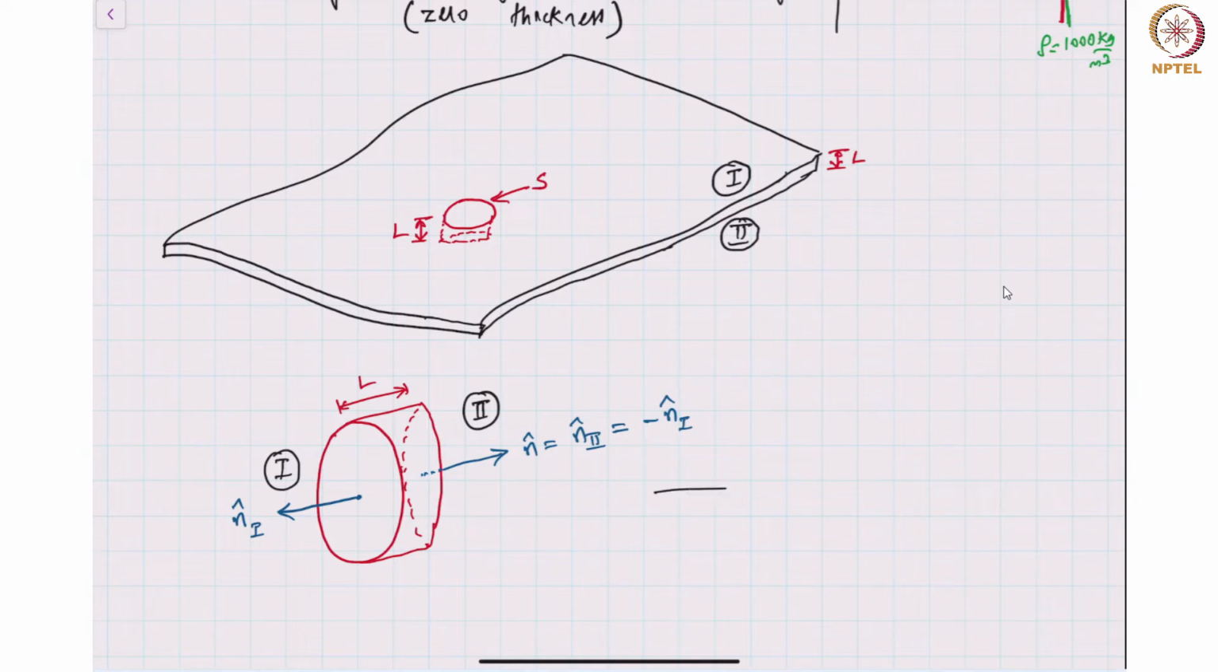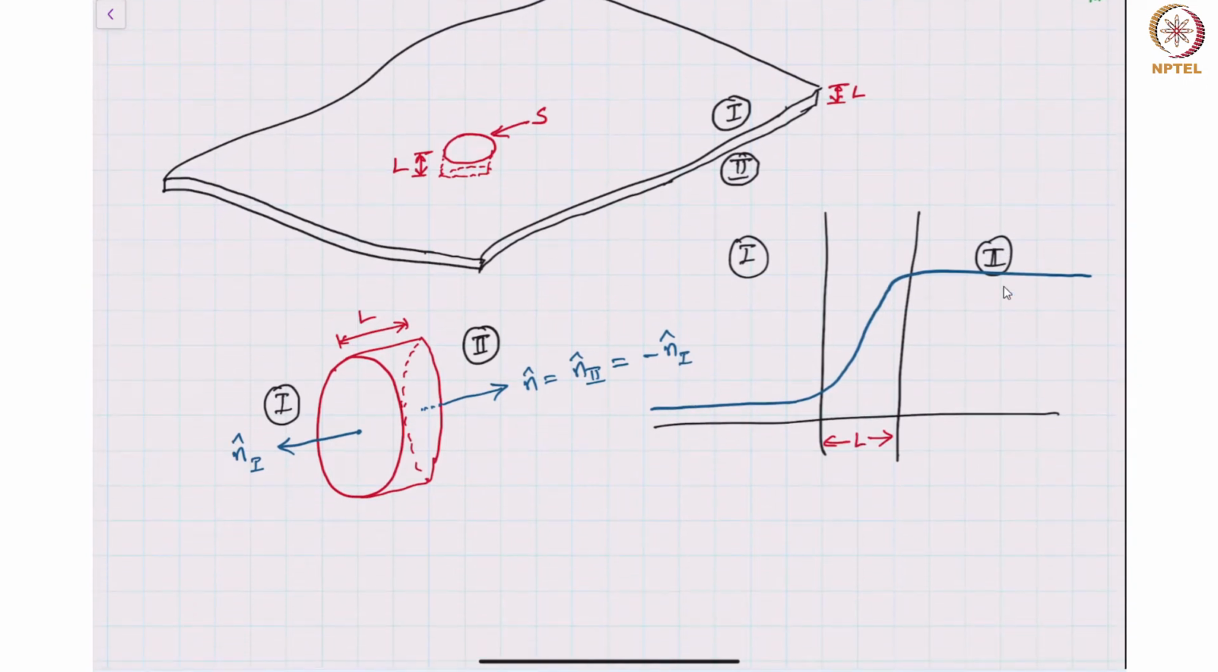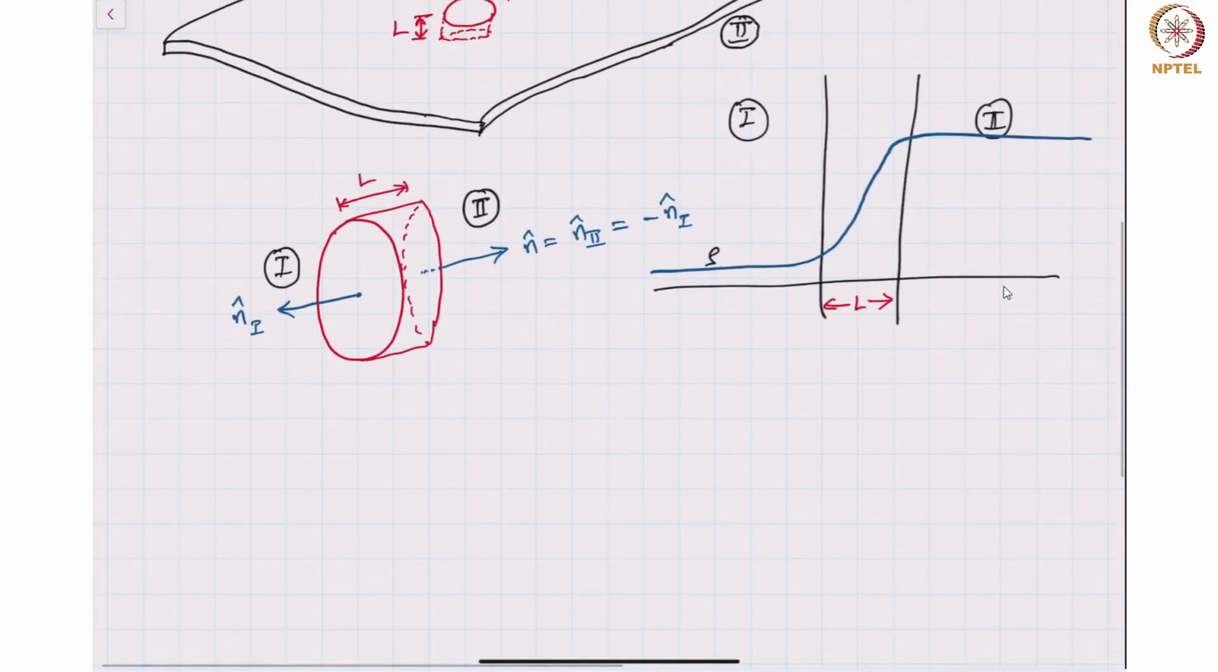So the system that I have now is an interface between two fluids. This is region 1 and this is fluid 2. Any property, let's say it could be the density, will vary smoothly from region 1 to region 2 over a distance of L. This could be any property, density as an example. This interface can also have a velocity, like what we had. This interface need not be stationary, it can be a moving interface.